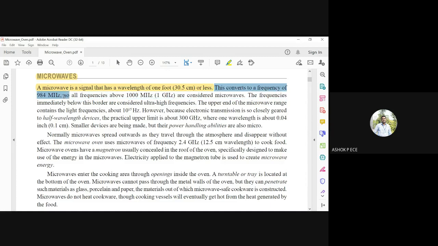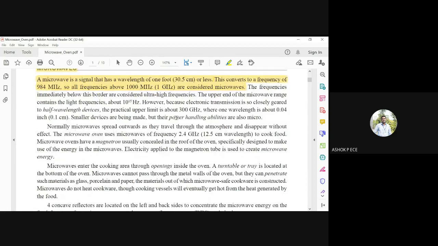So generally, the definition of microwave is any frequency above 1000 megahertz, that is 1 gigahertz. They are very, very high frequency signals, and the practical upper limit goes up to 300 gigahertz, while the wavelength becomes very, very small. You know, c = f λ. In that relation, f and λ are inversely related. So if frequency is going to increase, the wavelength is going to decrease, right? So as the frequency is 300 gigahertz, the wavelength is going to become smaller and smaller.